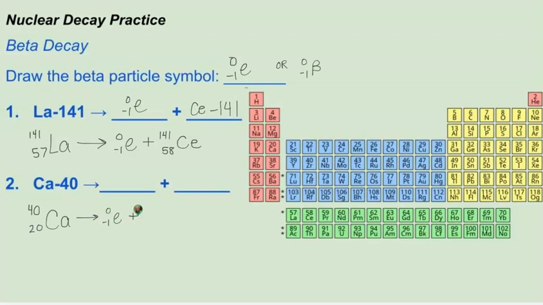And then our other product is going to have the same mass number of 40, but is going to have an atomic number that's 1 higher than calcium. So an atomic number of 21, because of course that makes 21 plus -1 get us back to our original atomic number of 20. A neutron is becoming a proton, and so instead of calcium, now we have the element scandium, Sc. So we'll fill in our answers, Sc-40, and then our beta particle, or our electron.